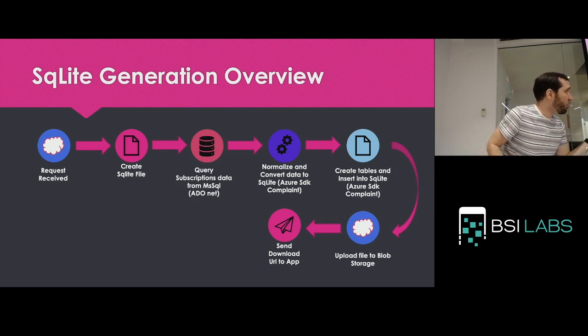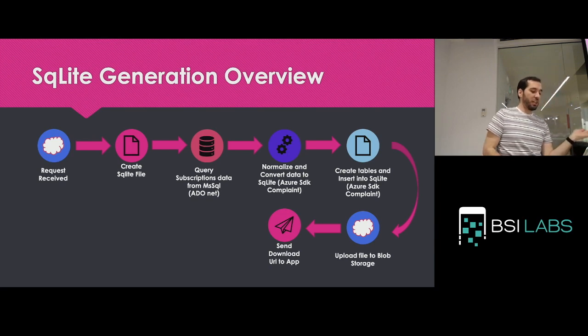After normalizing and dumping all of the information in the SQLite file, we create the actual table structures in the SQLite file. Then we send the SQLite to blob storage, Azure blob storage, but any real storage, like file storage, would be of use. It's just to basically leave your files over there. And then we send the URL for that file to the app, and the app will download it.